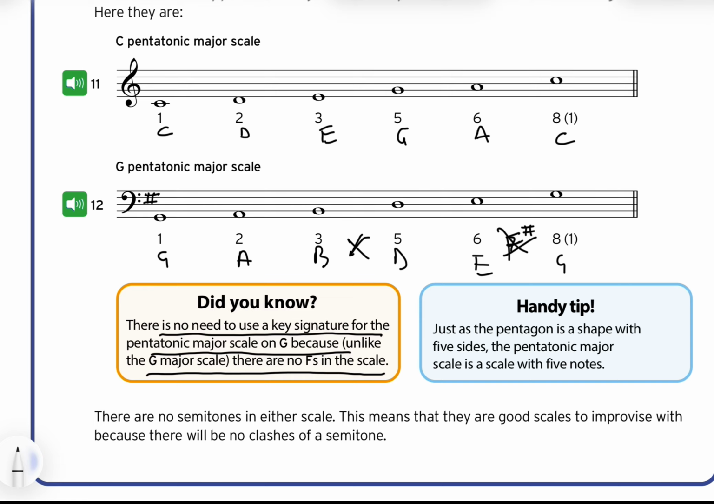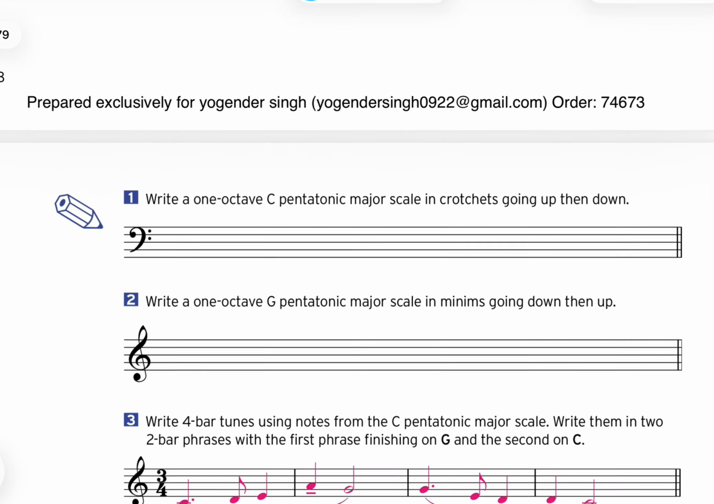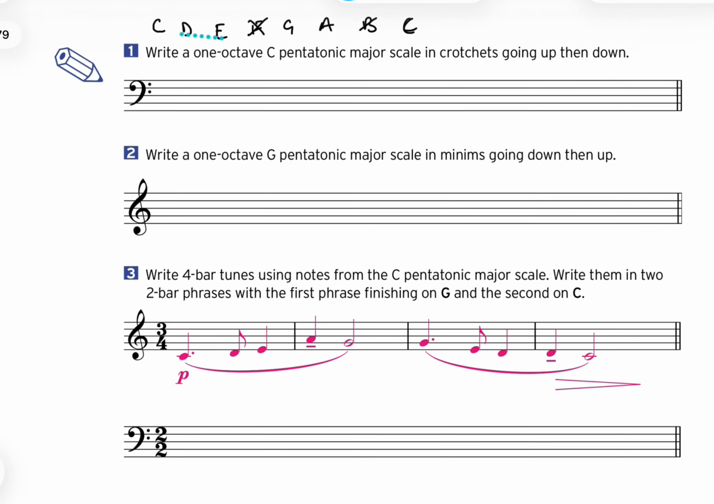Okay. So let's move ahead. We'll start with the first question. Write one octave C pentatonic major scale in crotchet going up and then down. So let's find what notes we have to write. So let's say we're doing C, D. First we will write the major scale and then we'll make it a pentatonic scale. So we'll remove the fourth and the seventh. That is how we get our notes.